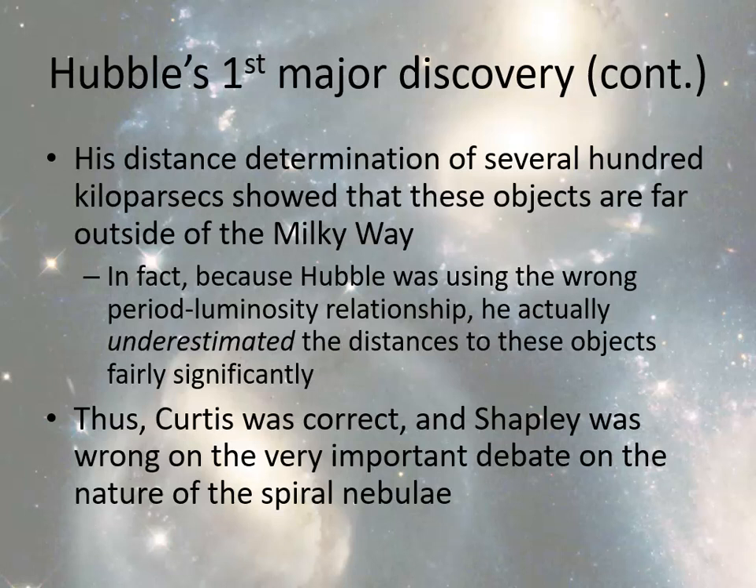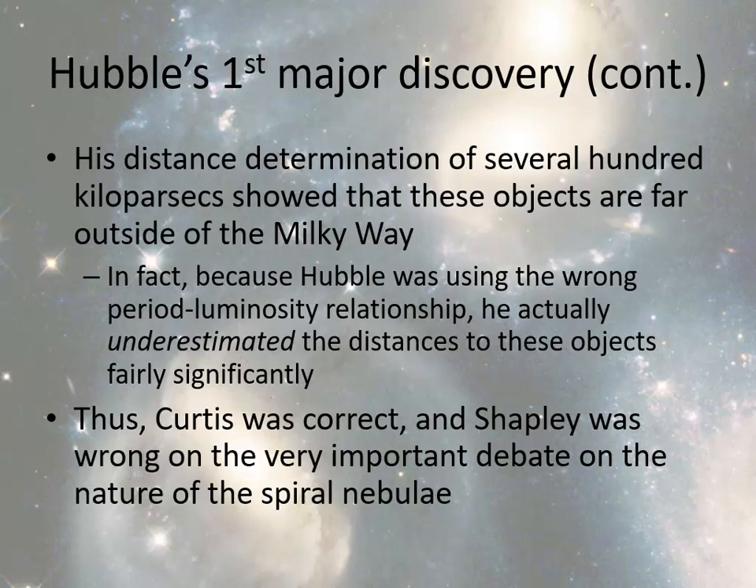In fact, it turns out they're actually much farther away than that, because something that Edwin Hubble didn't know is that Henrietta Leavitt's job was not complete. In other words, she had found a period-luminosity relationship for classical Cepheid variables, but it turns out there are multiple types of Cepheid variables. There are some that are dimmer and some that are brighter. It turns out that Edwin Hubble was looking at the brighter ones.